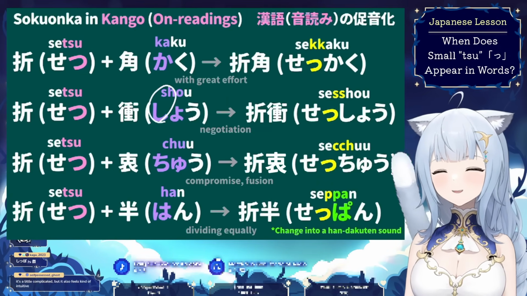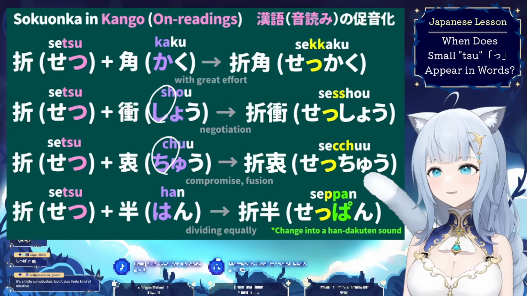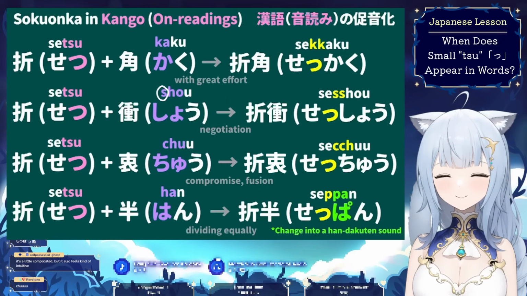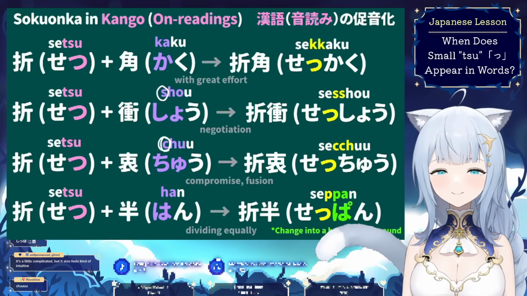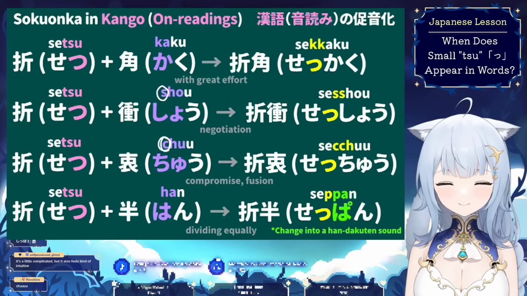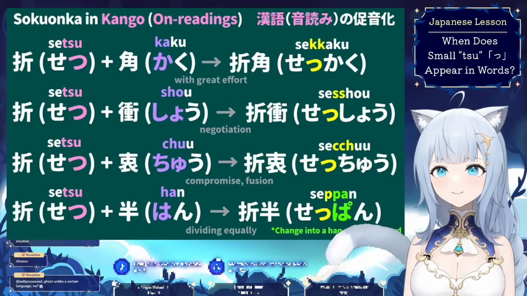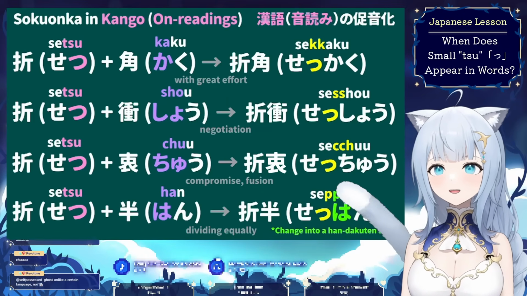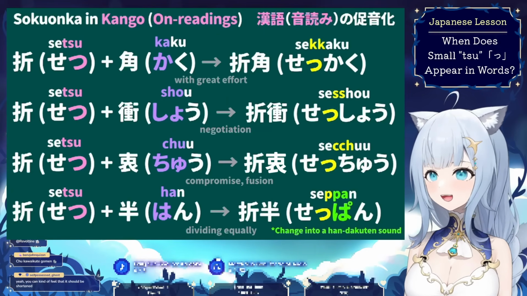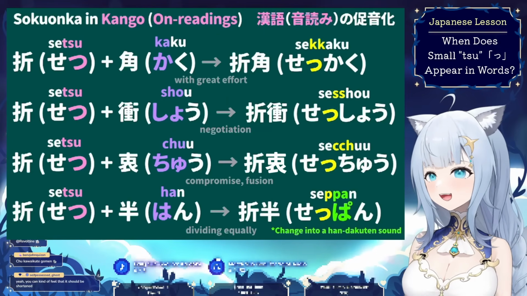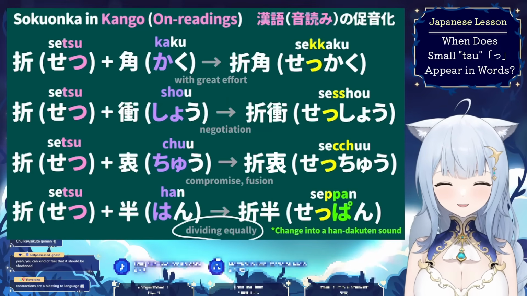And the third one, setsu plus chuu. Sorry, sho and chuu are a little bit tricky because they are small yo and small u. But basically, the first consonant is S and CH sound consonant in T column. Setsu plus chuu is secchuu, which means compromise. And setsu plus han is also handakuten, so seppan, which means dividing equally.